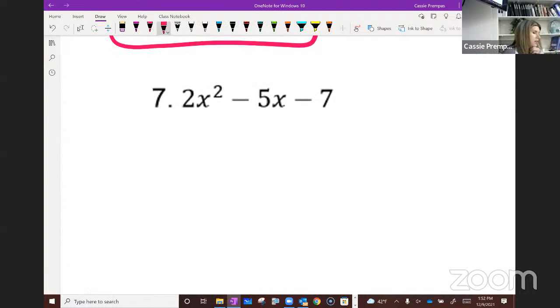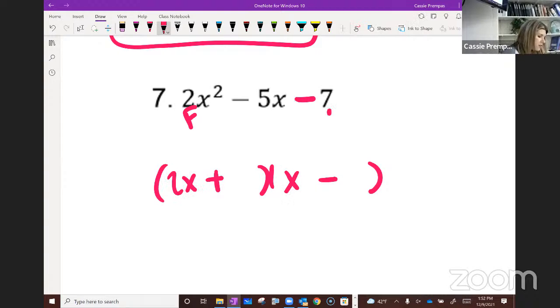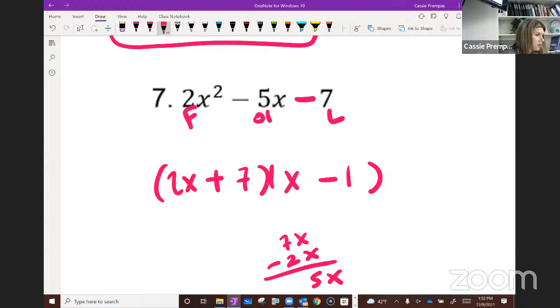Number 7, is there a GCF? Nope, so we'll jump to the parentheses again. The last term's negative, so we know we're going to have different signs. Then if I undo the F, what times what gives me 2x squared? 2x and x, and then if I undo the L, what times what gives me 7? 7 and 1. If I put the 7 here and the 1 here, if I OI it, it will give me 7x minus 2x. It'll give me a positive 5x.